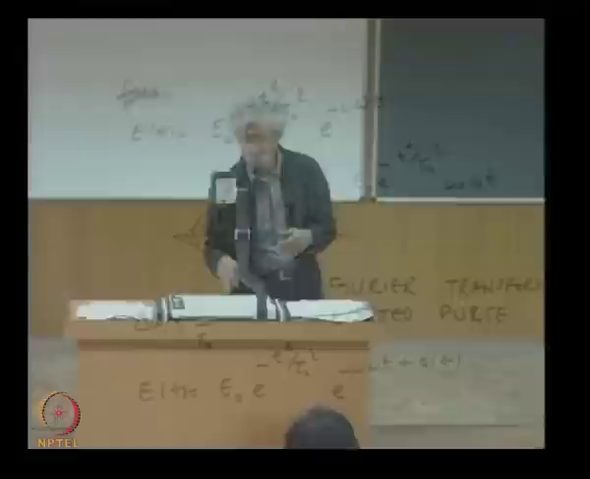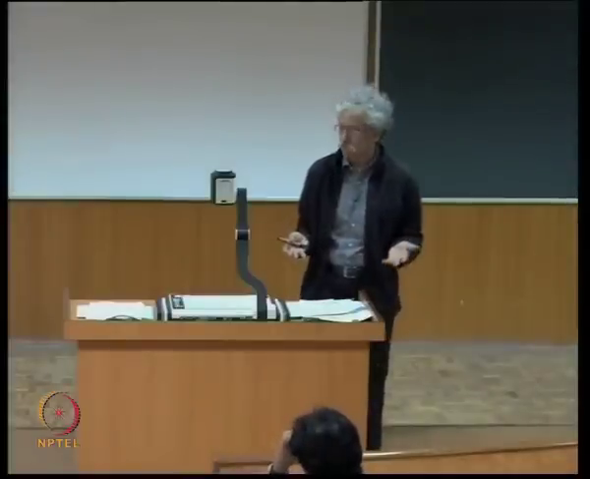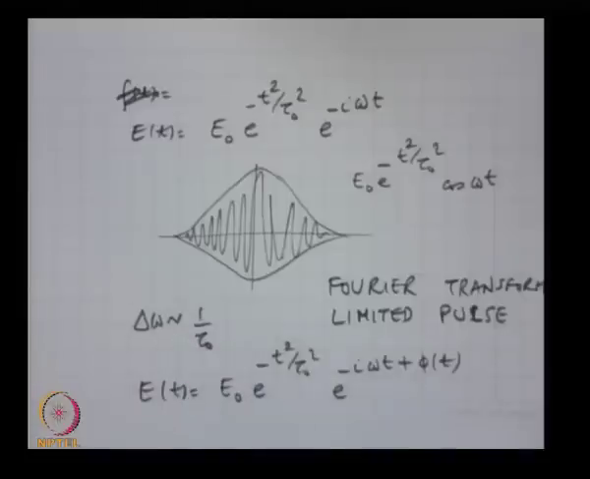I can have a broader pulse with the same spectrum. I can't have a narrower pulse. So this is delta omega into tau naught is greater than, of the order of, 1. Exactly like an uncertainty, it's an uncertainty relationship, actually. So that's the difference between... the moment you have any time dependence other than exponential minus I omega t, it has a spectrum. This has a spectrum, this has a spectrum.